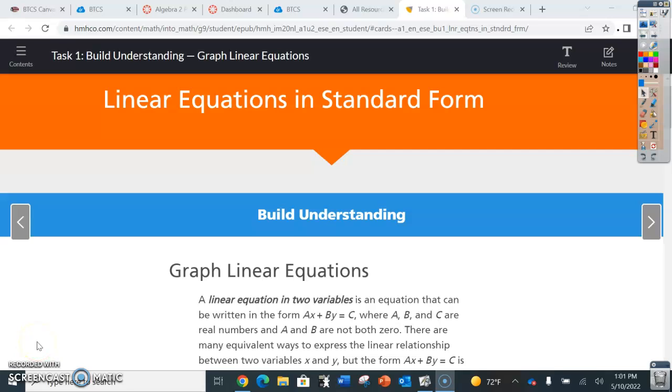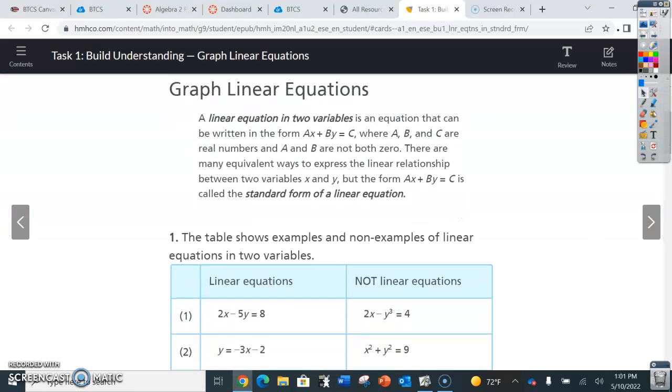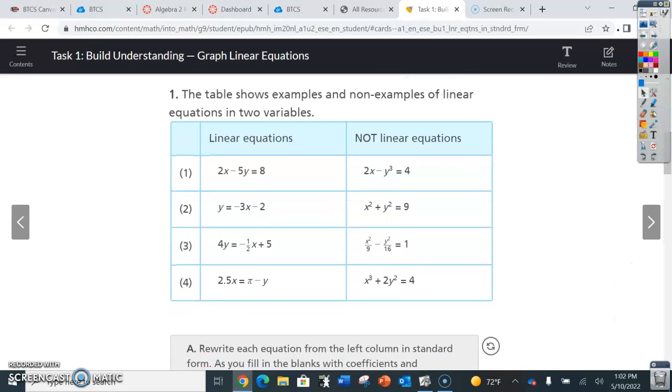Lesson 3.1, Task 1, Linear Equations in Standard Form. Graph linear equations. A linear equation in two variables is an equation that can be written in the form ax plus by equals c, where a, b, and c are real numbers and a and b are not both 0. There are many equivalent ways to express the linear relationship between two variables x and y, but the form ax plus by equals c is called the standard form of a linear equation.